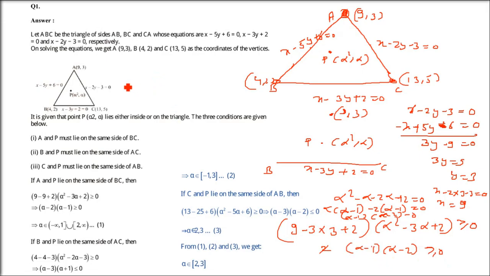Now when we solve it, we have to make a number line, and we put alpha minus 1 equals 0, so alpha will be 1. Alpha minus 2 equals 0, so alpha will be 2. And these points 1 and 2 are called the critical points. We put them here, 1 and 2. And since it is greater than or equal to 0, we mark this as plus, minus, plus. For greater than or equal to 0, we always take the plus side. So this is 2 to infinity, and this side will be 1 to minus infinity.